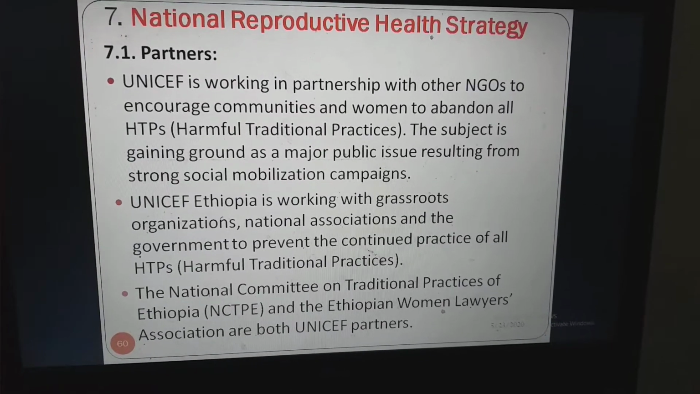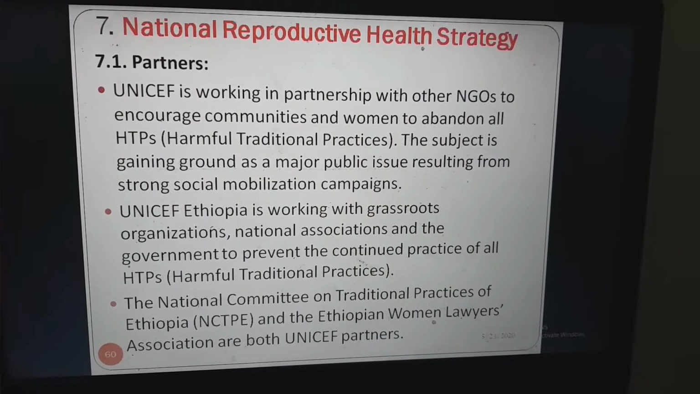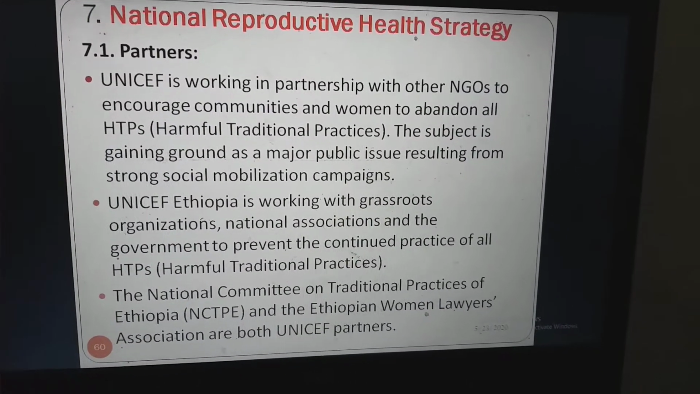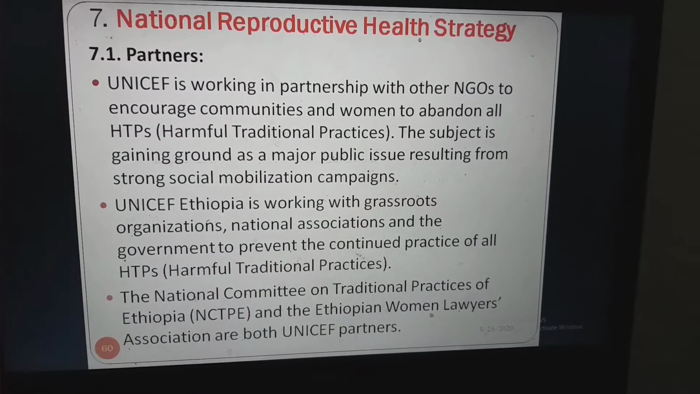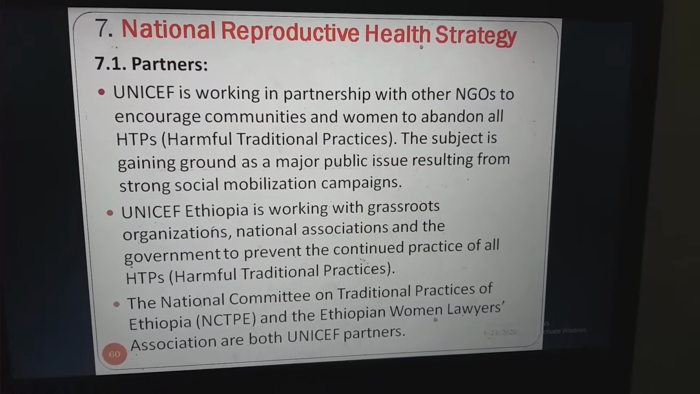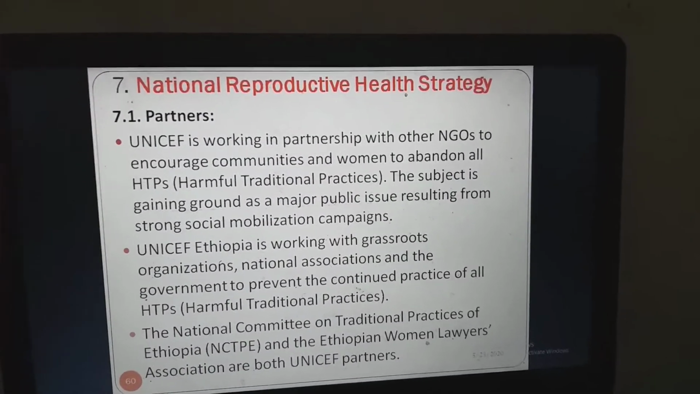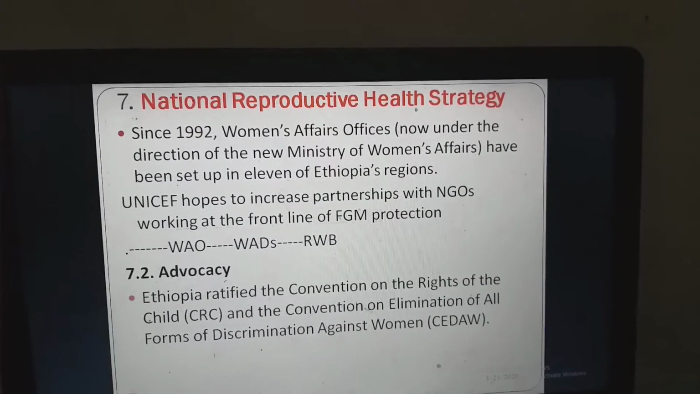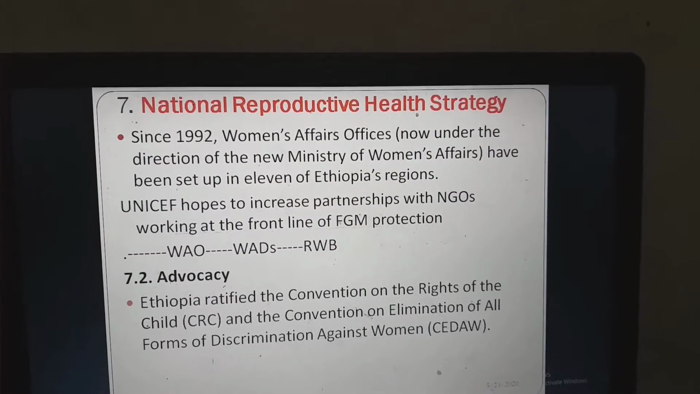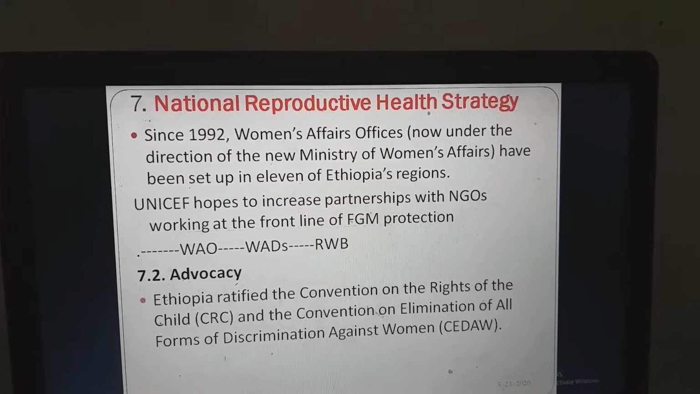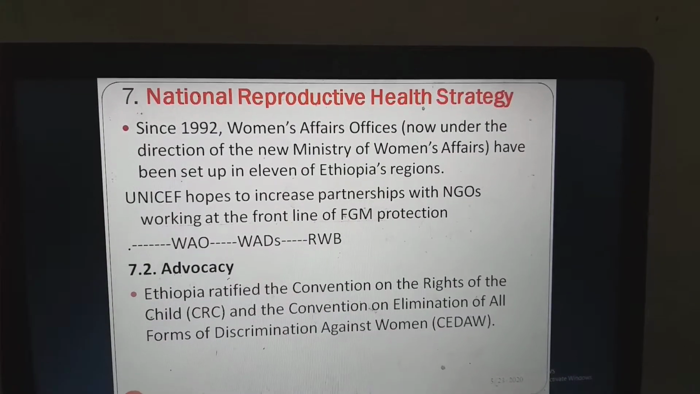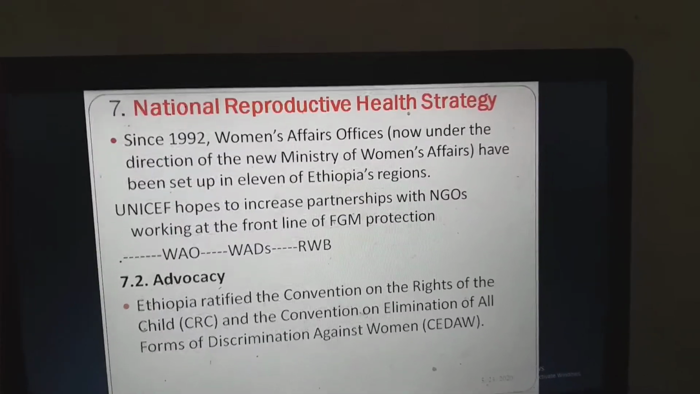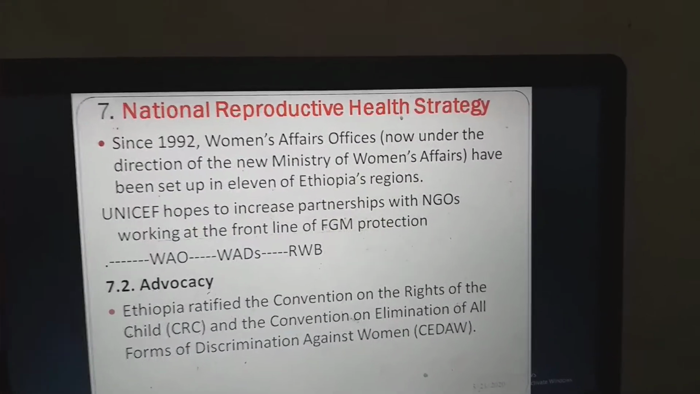So it is working with grassroots organizations, national associations, and the government to prevent continuous practice of all harmful traditional practices. The National Committee on Traditional Practice of Ethiopia and the Ethiopian Women Lawyers Association are both UNICEF partners. So to remove this, partners are of special importance. Since 1992, Women's Affairs Offices, now under the direction of the new Ministry of Women Affairs, have been set up in selected Ethiopian regions. So at the ministry level, in different countries they have different names, but it is working. UNICEF is working with other partners.